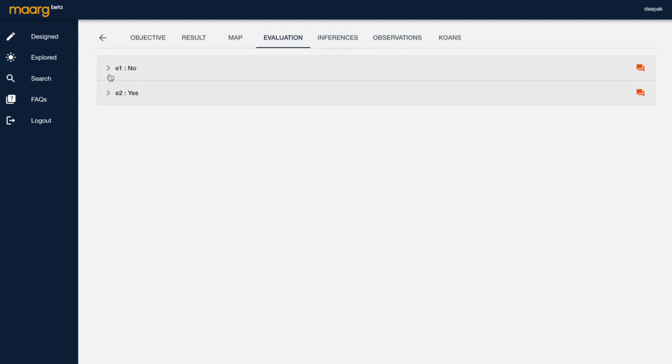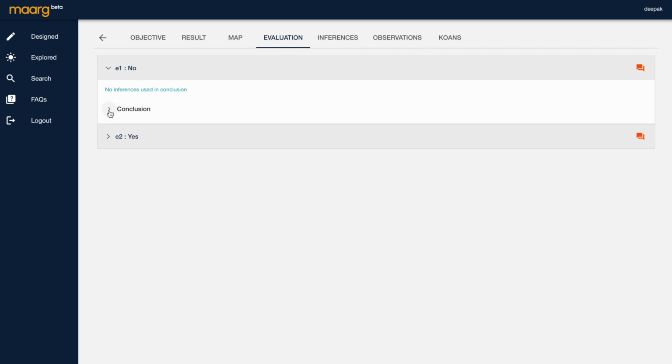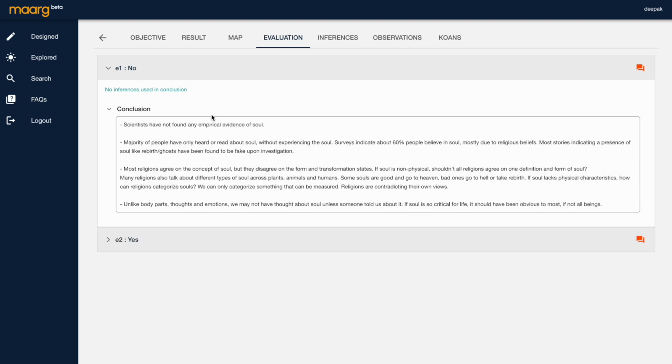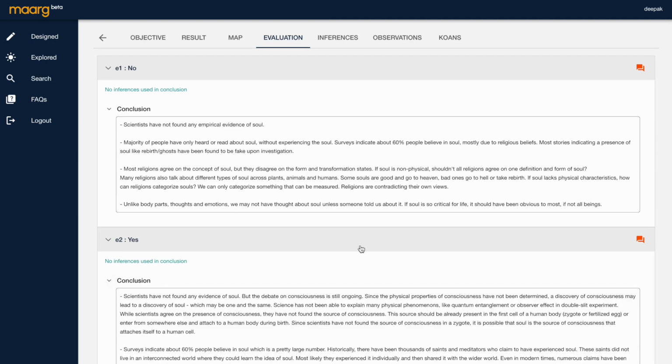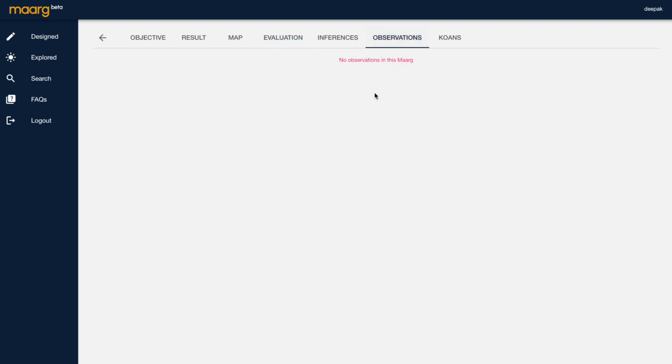The reason why an author might want to use inferences and observations is because, as of now, the conclusion that has been written about both sides of the argument may invite disagreement. So let us say this first point, which says scientists have not found any empirical evidence of soul. You may disagree with this, right? Now, as a reader, how do I give feedback to the author? If this is a data point, this could have been put in an observation.